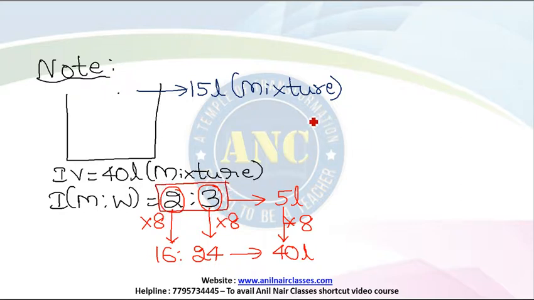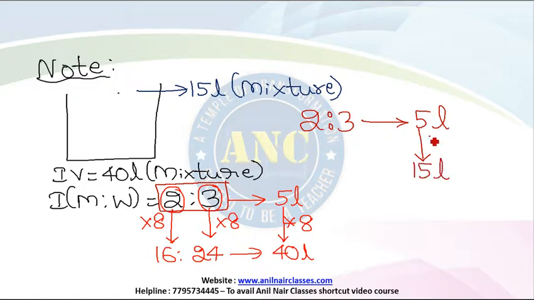That means according to the ratio, I am taking 2 liters of milk outside and 3 liters of water outside. That means totally I am taking 5 liters of mixture outside. But the question says it is not 5 liters of mixture that I am taking outside, I am taking out 15 liters of mixture. 5 is becoming 15, into 3. 2 into 3 is 6, 3 into 3 is 9.